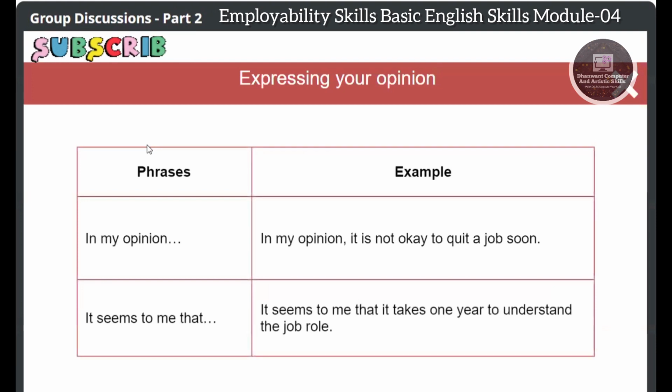Here are some phrases to express your opinion. In my opinion, for example, in my opinion, it is not okay to quit a job soon. It seems to me that, for example, it seems to me that it takes 1 year to understand the job role.